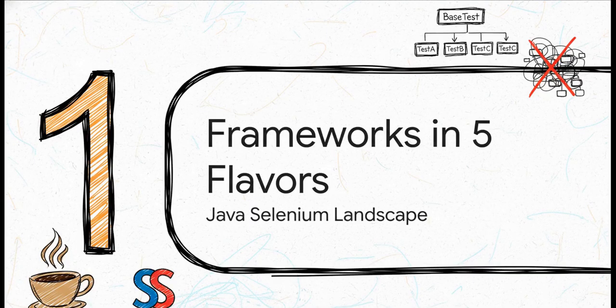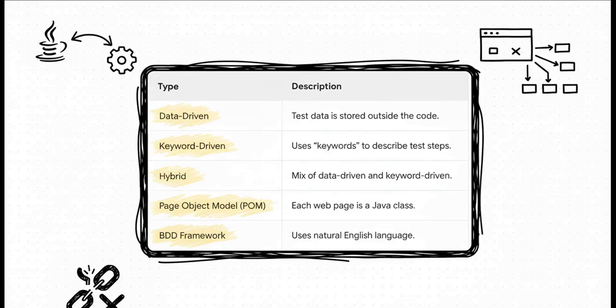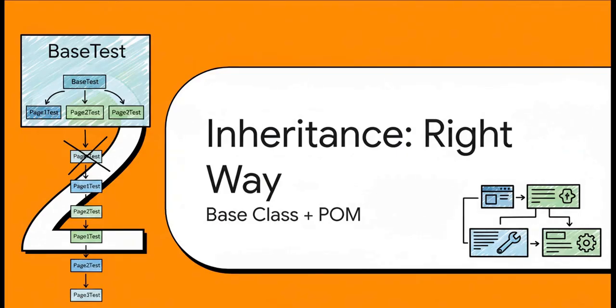Before we can really wrestle with inheritance, we all need to be speaking the same language. So let's do a super quick tour of the main types of test frameworks you'll bump into out there in the Java Selenium world. As you can see, there are a whole bunch of different flavors. You've got everything from data-driven to BDD, and each one has its own special purpose. But for our conversation today about inheritance, the one we need to zoom in on, the one that really matters, is the Page Object Model, or POM. Why? Because it's the foundation where these design choices can either make you a hero or cause a lot of pain. So let's talk about how to do this the right way.